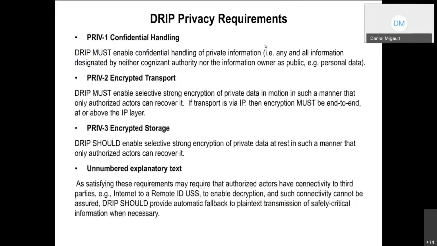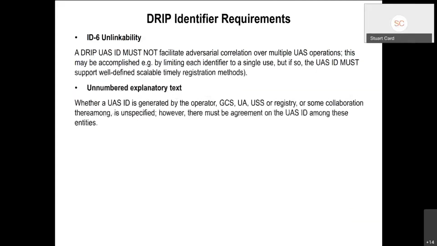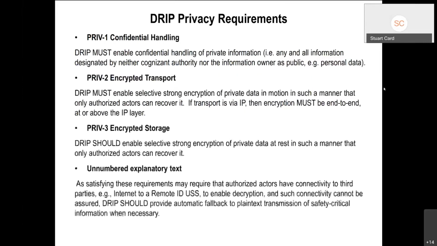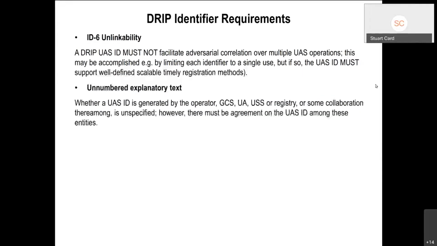All right, now there's an additional, back up one, please. Yeah, there's an additional identifier requirement beyond the 5 we previously had. This is unlinkability. That had previously been addressed in the text, but not as a numbered requirement. And then we've got some what I'm calling explanatory text: this is not a requirement on identifiers, and we don't know who's going to actually assign identifiers, but all of these entities need to be in agreement on what an identifier is. Next.